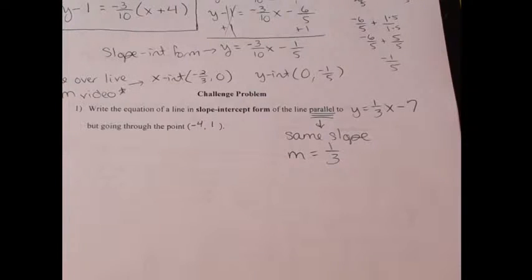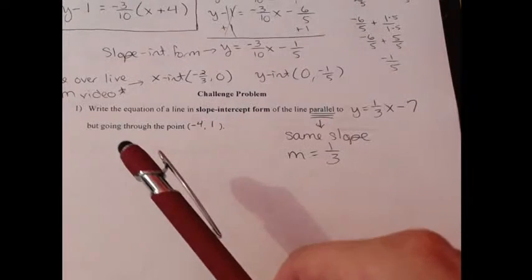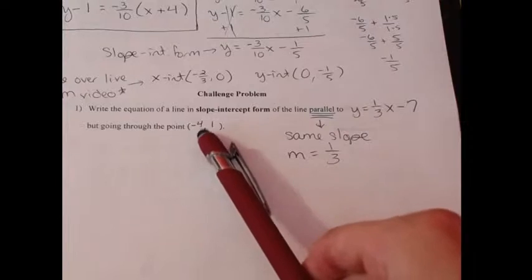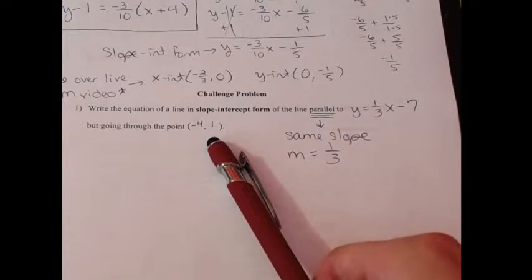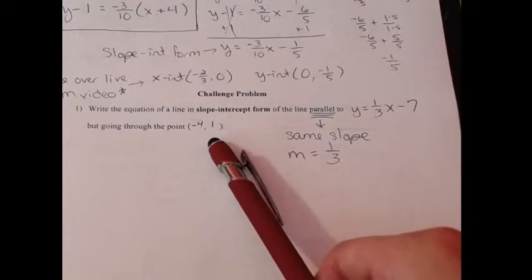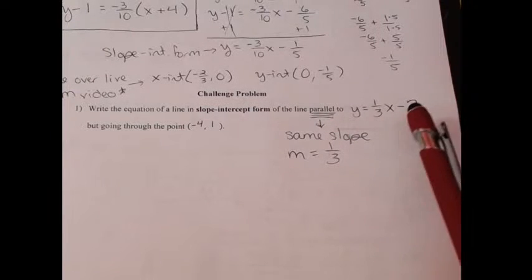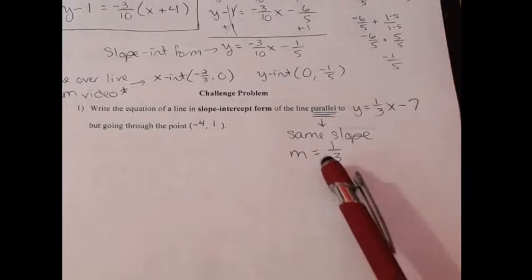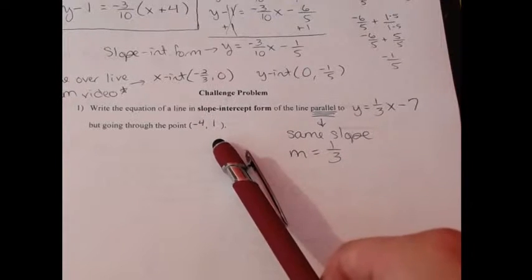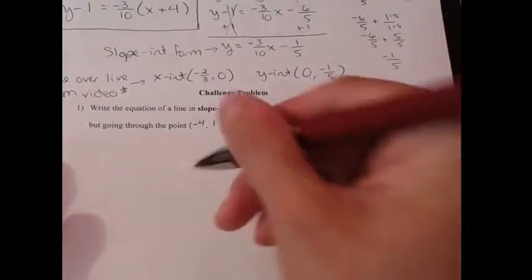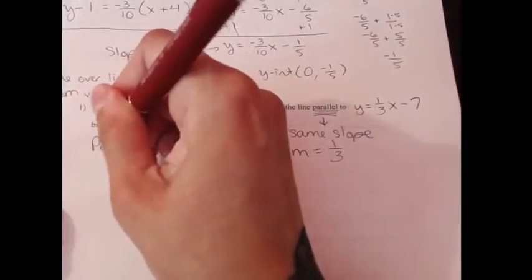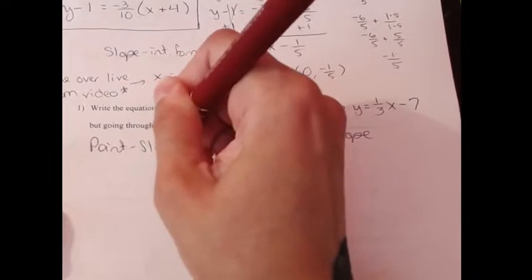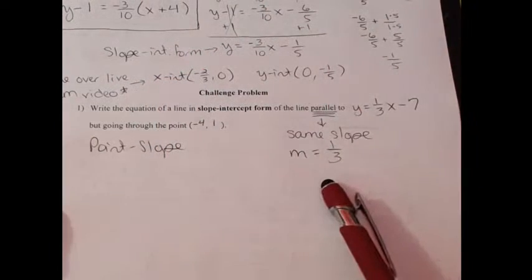Now check this out. We have taken the slope from our equation, so we're done with this. But we're also told that the line we have to come up with goes through the point -4, 1. Okay, that's hugely important to consider. This line was provided to us, but we need another line that's parallel, but it goes through this point instead. So let's go ahead and use point slope. We use point slope because we're given a point and a slope.